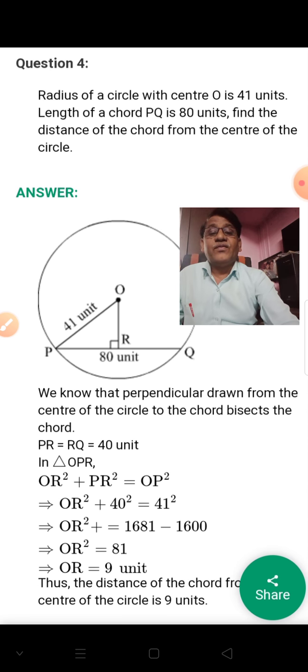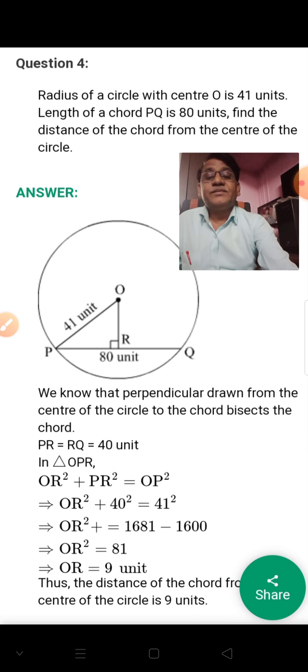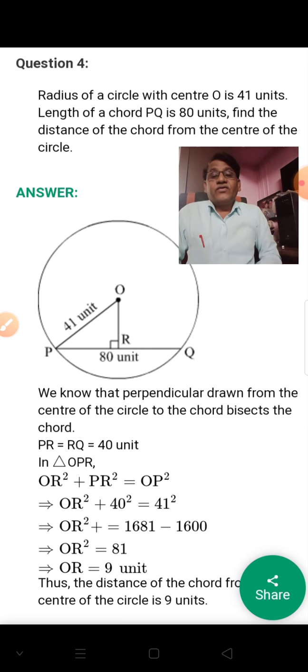Question number 4. So this is now question number 4. What is question number 4? Radius of the circle with center O is 41 units. Means radius is given. Length of the chord PQ is 80 units. Means length of the chord is given. Find the distance of the chord from the center of the circle. You have to find out the distance of the chord from the center. Okay. So the first question and the fourth question are the same.